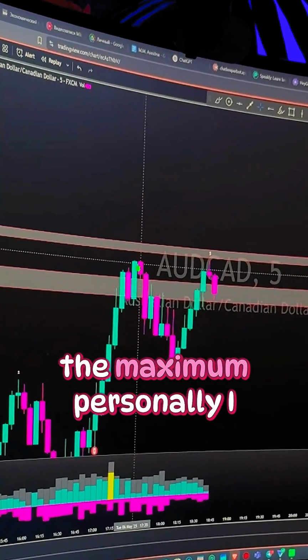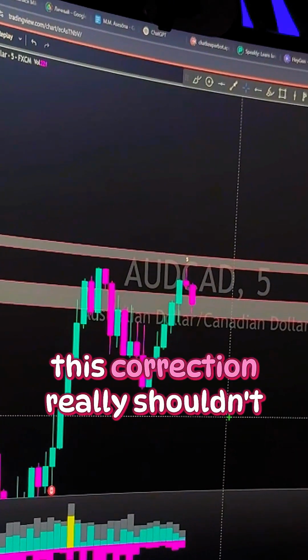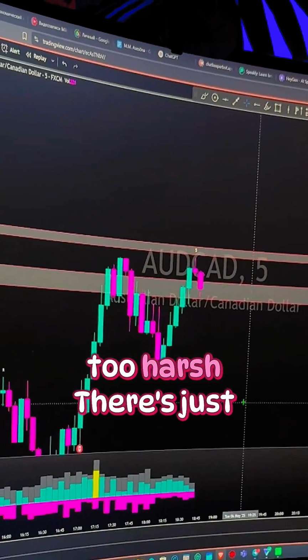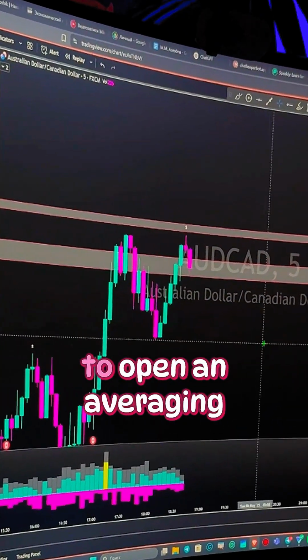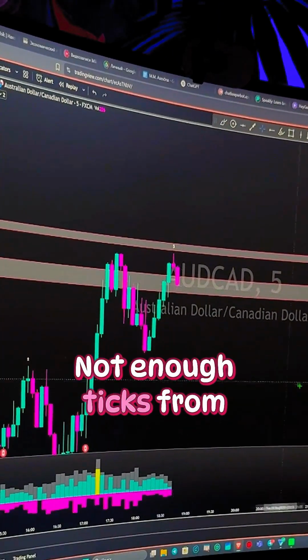We still broke through the maximum. Personally, I think, to be honest, this correction really shouldn't be too large or too harsh. There's just a bit left to go. Look, to get from here to there. But still, for now, I'm too nervous to open an averaging trade. Not enough ticks from below.